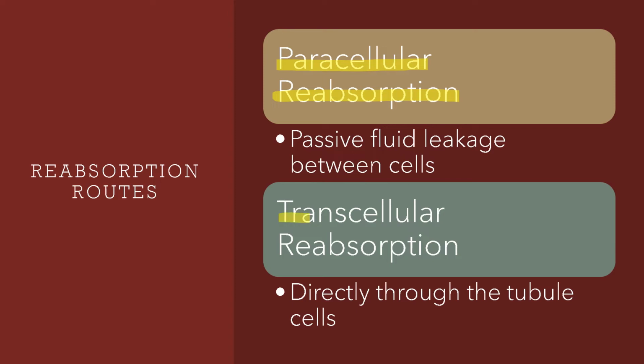And then there's also transcellular reabsorption. So in this reabsorption route, a substance can pass from the fluid in the tubular lumen through the apical membrane of a tubule cell, across the entire cell through the cytosol, and then out into the interstitial fluid through the basolateral membrane.